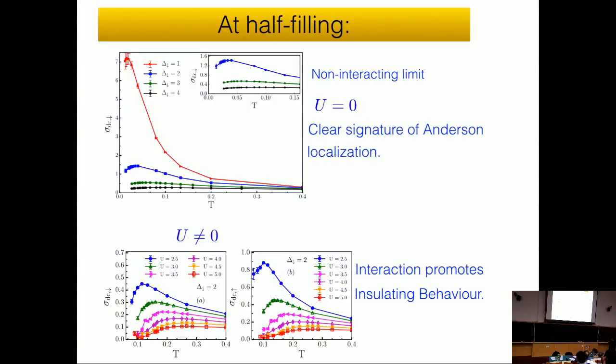So here what you have is the U equal to zero limit. We just want to check if our calculations are consistent and whether we have got things right. So what we do is we set U equal to 0 and tune the disorder. As you can see, as the disorder strength increases, the tendency to localization also increases, right? It's very clearly seen for this low disorder. You initially have this upturn, and then the Anderson localization kicks in, and then the conductivity starts going down.